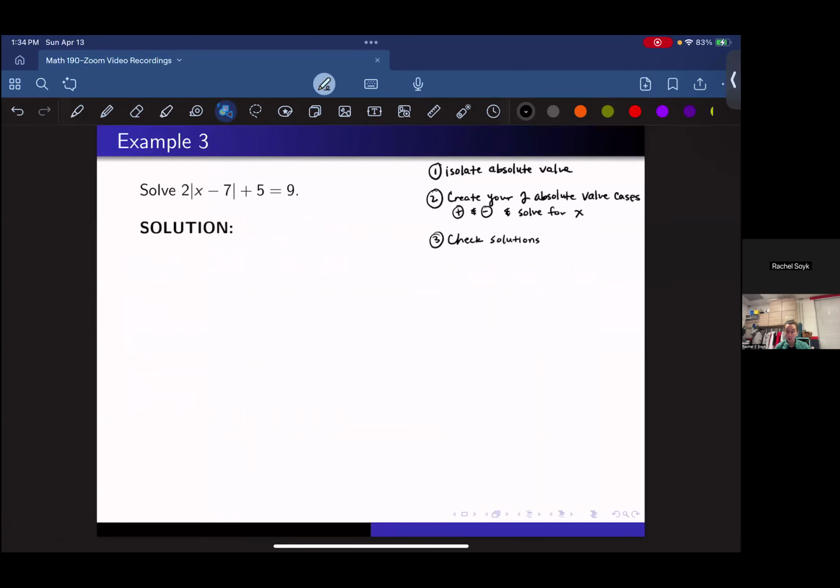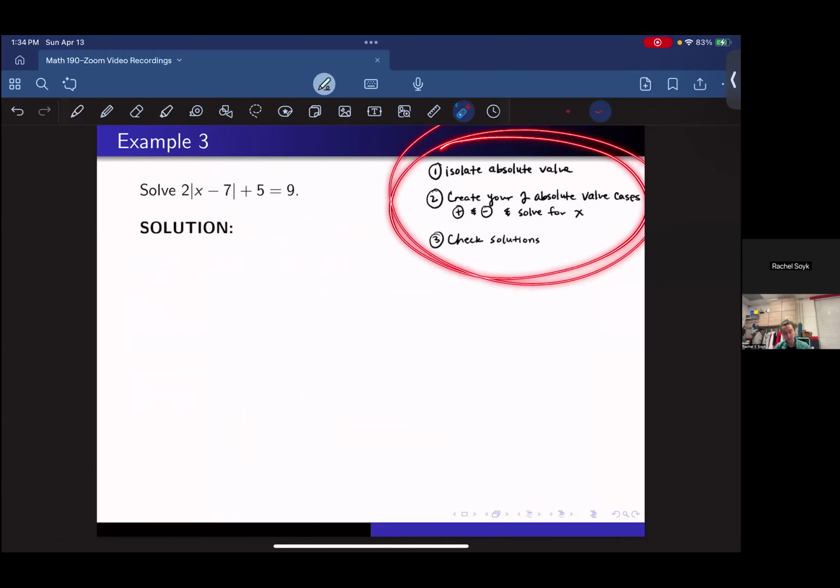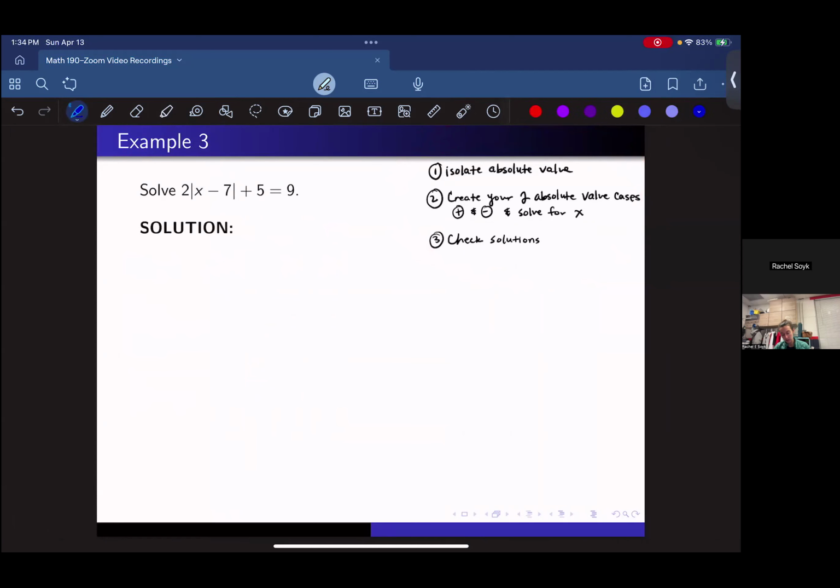Right, let's take a look at another example together. I wrote off our steps to the side here, but we're going to go through this a little quicker now. Isolate absolute value. So we're looking at 2 absolute value, x minus 7 is equal to 4. Still isolate absolute value. Let's divide both sides by 2. Absolute value of x minus 7 equals 2.